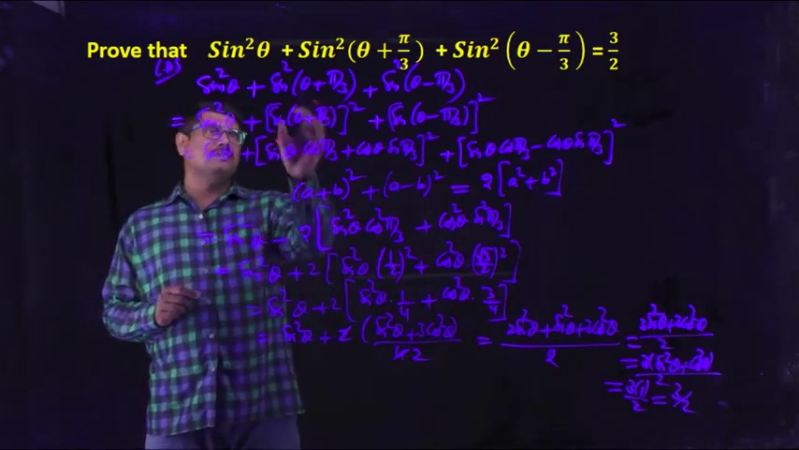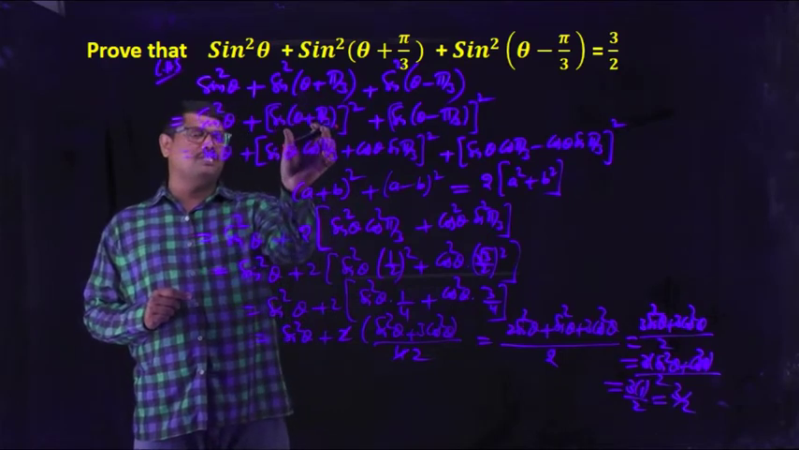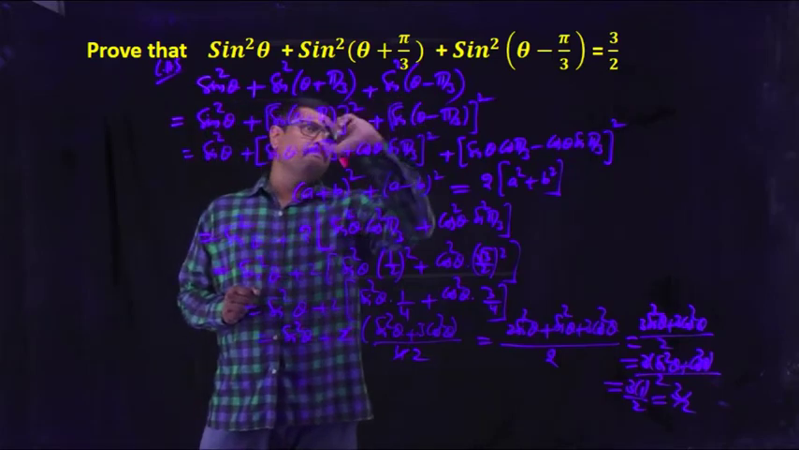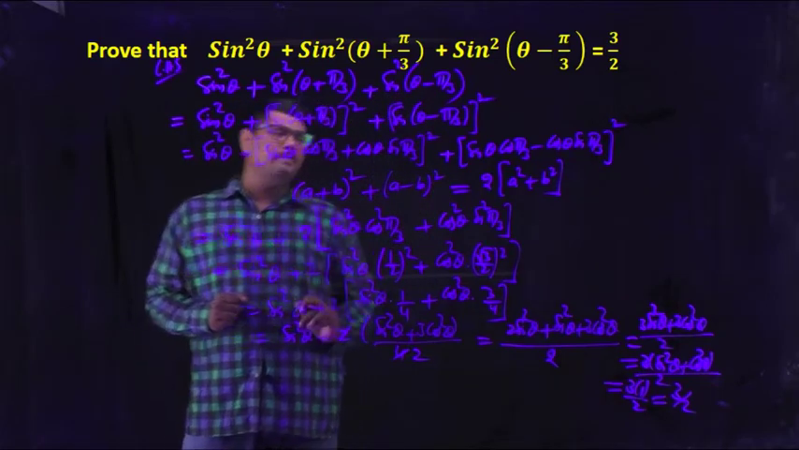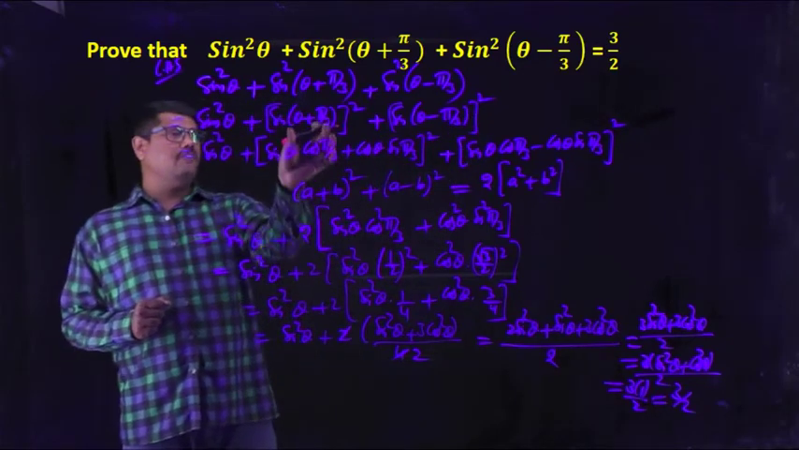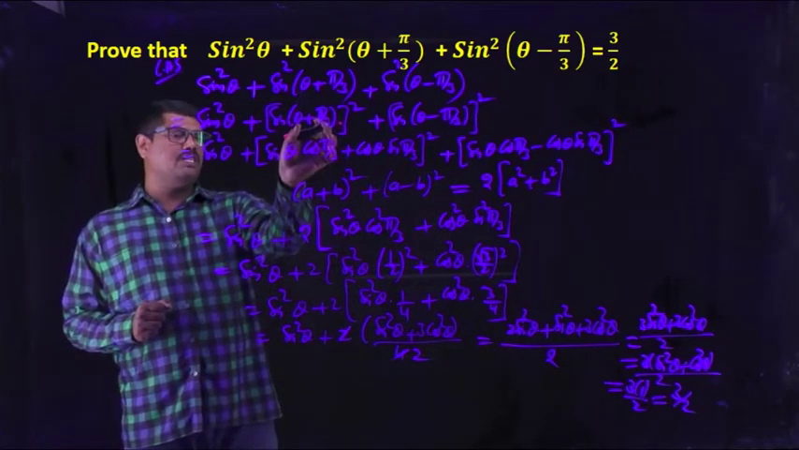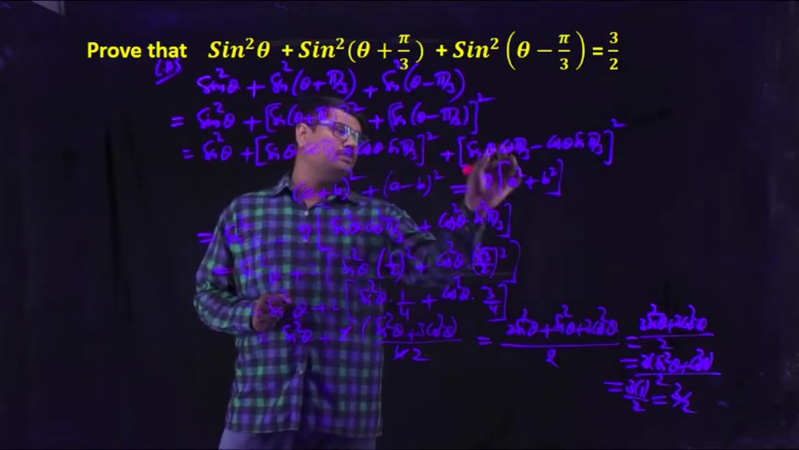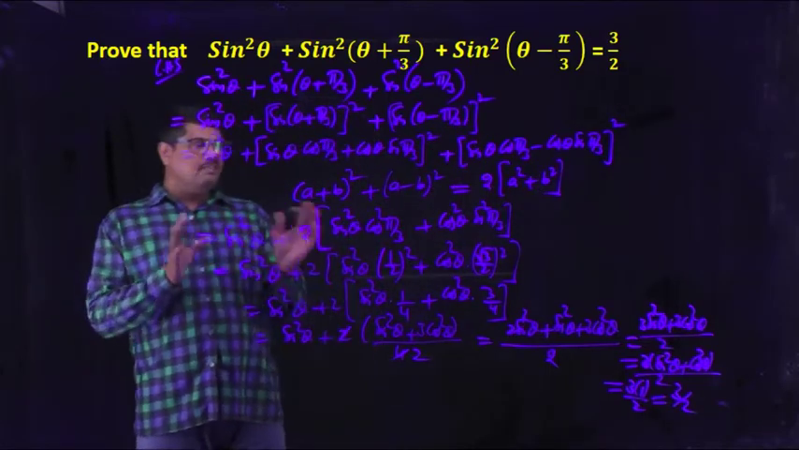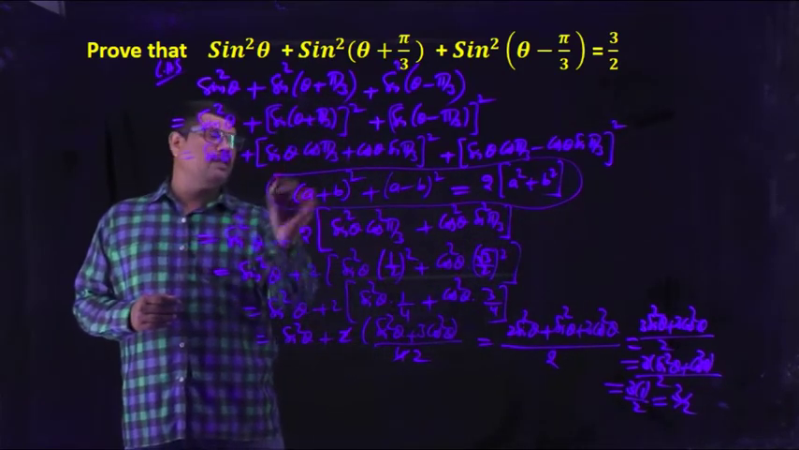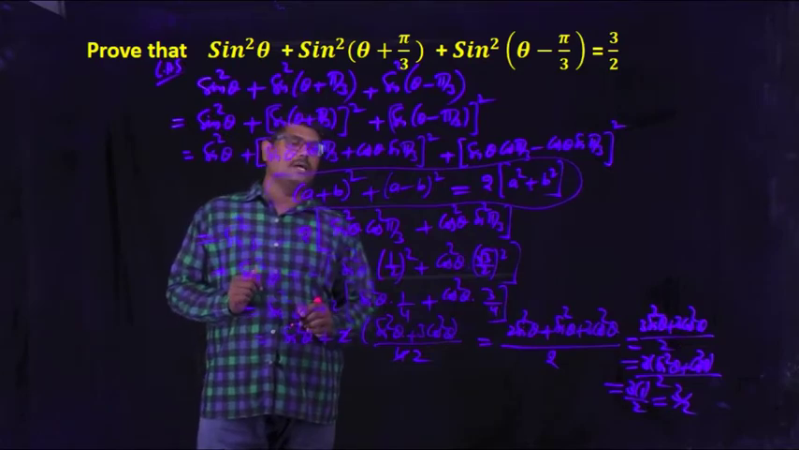So you can observe sin square theta plus pi by 3, which is sin theta plus pi by 3 whole square, and sin square theta minus pi by 3 as sin theta minus pi by 3 whole square. Then write the formula of sin theta plus pi by 3 using sin A plus B, and sin theta minus pi by 3 using sin A minus B, which seems to be like this: A plus B whole square plus A minus B whole square.